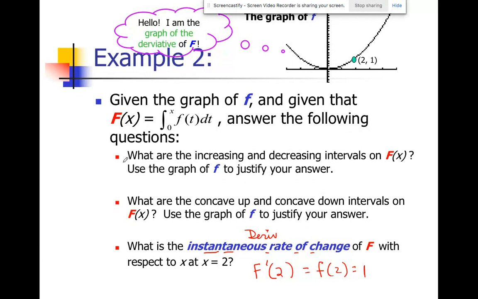Now, all of these questions were answered by looking at the behavior of the derivative graph. The behavior of the derivative graph and of that y value on the derivative graph was a derivative value on capital F.